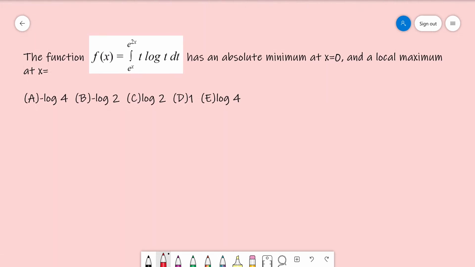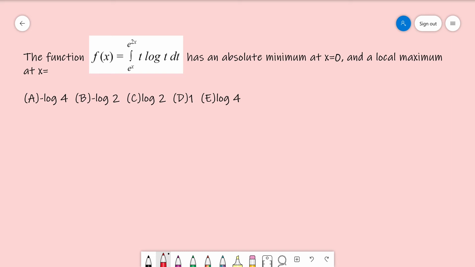Almost halfway through. So here we're given a function that's defined as a definite integral between e to the x and e to the 2x of t log t dt. And we're told that this function has an absolute minimum at x equals 0, and we're asked to find at what value of x this function has a local maximum.